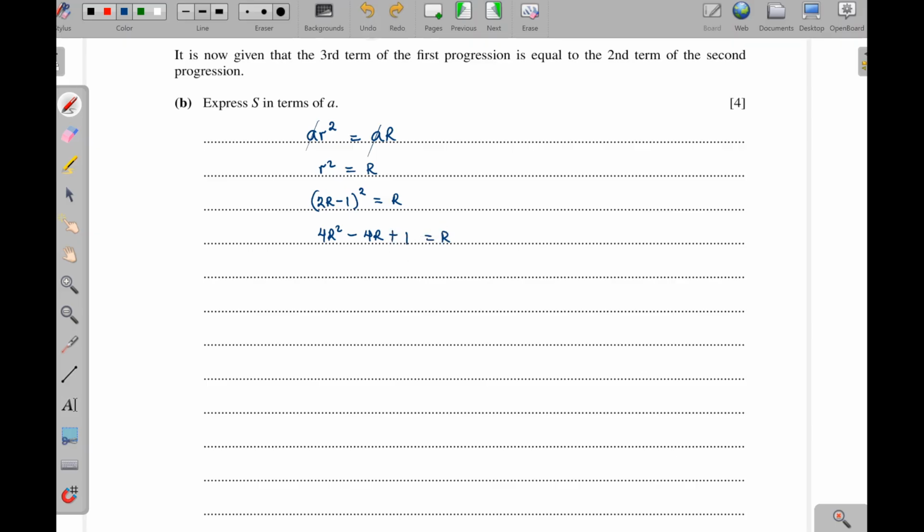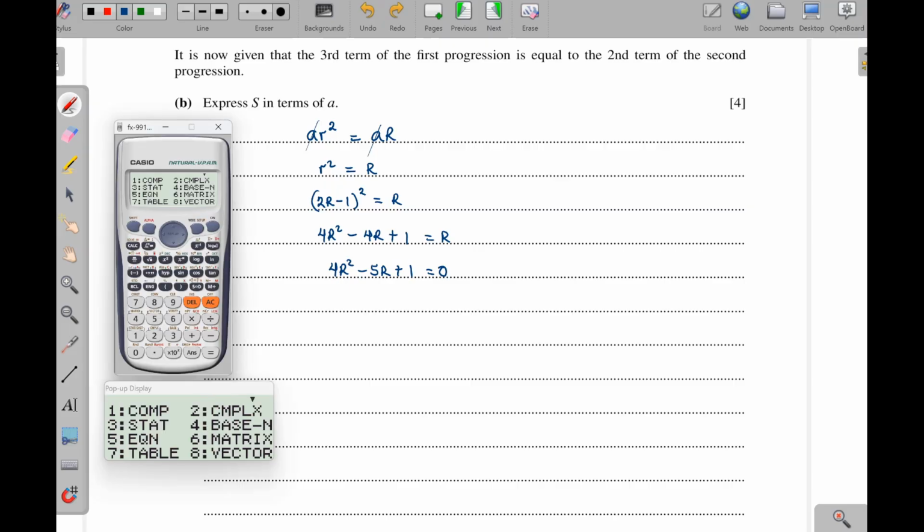Then you can bring this one to this side, you will have 4r squared, then minus 5r, then plus 1, which is equal to 0. This is a quadratic equation which we can solve. Okay, so let's use the calculator and then we see what we get. Mode, then equation is option 5, and then quadratic is 3.